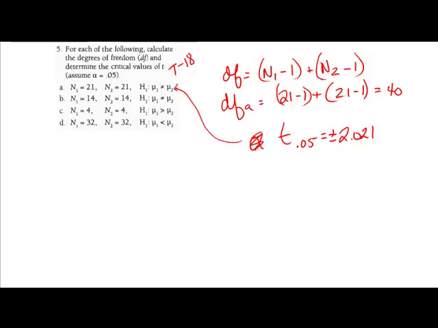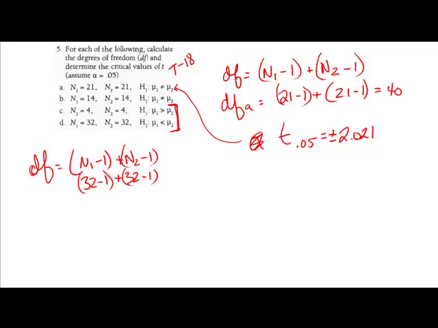That's for A. Now you'll notice these last couple, they're giving you directional hypotheses. So what would they be? Let's go ahead and do D. The degrees of freedom: (n1 minus 1) plus (n2 minus 1). Make sure we keep our parentheses. (32 minus 1) plus (32 minus 1). That's 31 plus 31 equals 62.